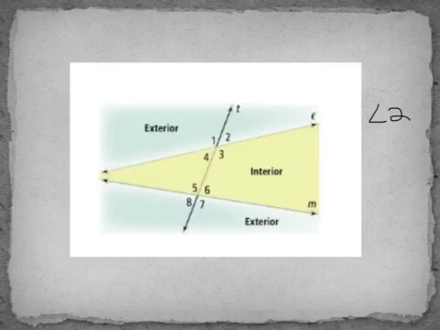Now, it's important to note that when you have 2 lines cut by a transversal, so T is normally the transversal, a transversal is a line that intersects 2 or more coplanar lines at distinct points. Now, when the transversal intersects two or more coplanar lines at distinct points, it forms an interior and an exterior. So angles 3, 4, 5, and 6 are interior angles, and angles 1, 2, 7, and 8 are exterior angles.